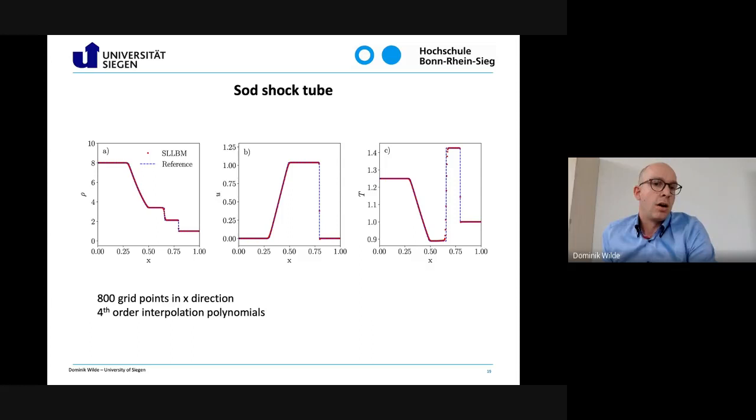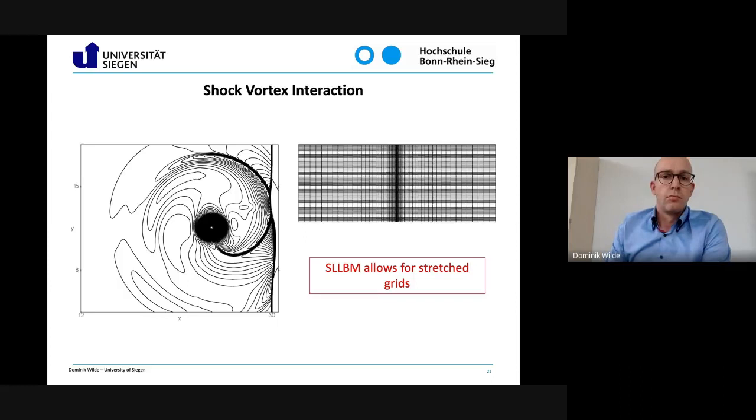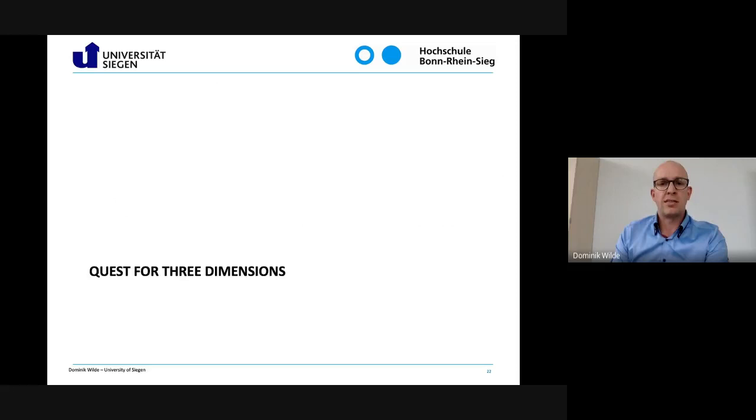And also simulated the 2D Riemann problem with a comparable resolution compared to regular NS solvers, so Navier-Stokes solvers. In addition, we did a shock vortex interaction, which is a viscous test case, and we could show that we are able to use stretched grids in order to emphasize the shock and to reduce the number of grid cells which are needed for this simulation. So these are basically the results we got right now.